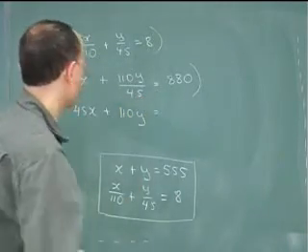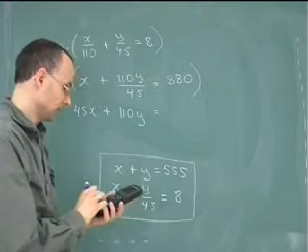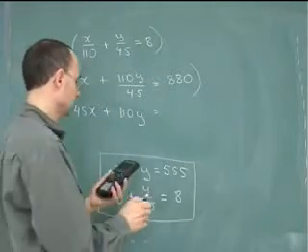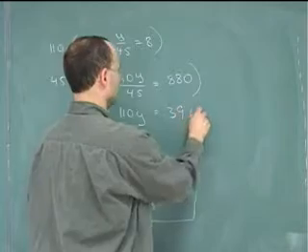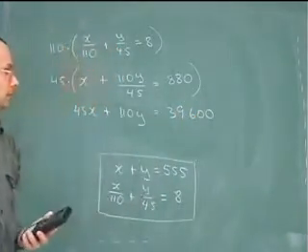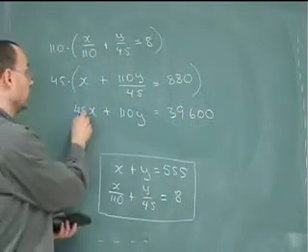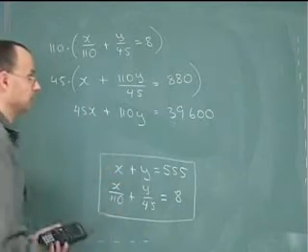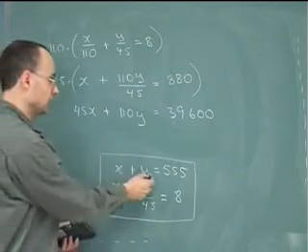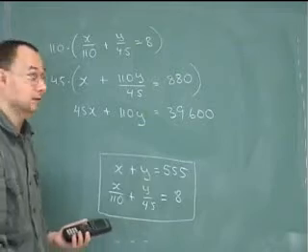And this one I'm going to do on the calculator. 45 times 880 is 39,600. So now I have two equations. This one, which is a lot nicer than the one with the fractions, and then the x plus y equals 555.